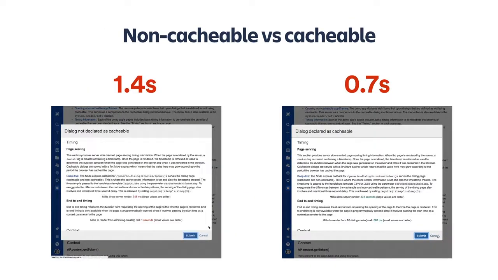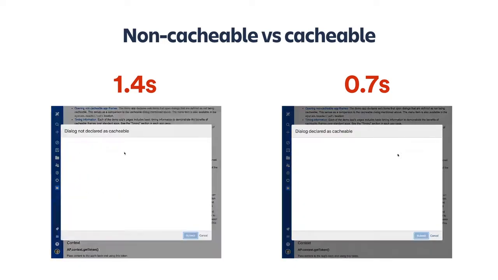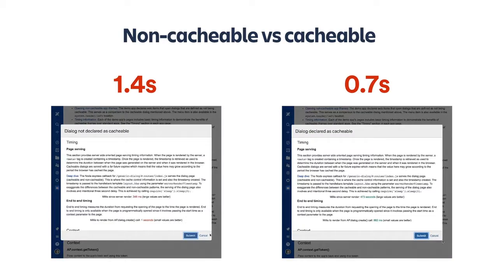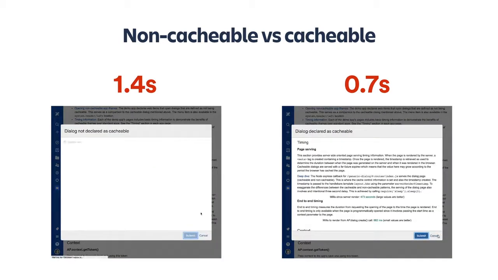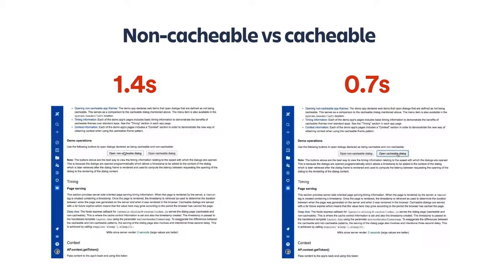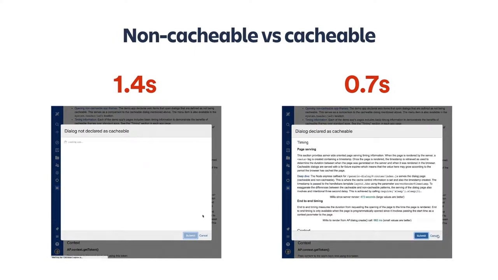And here is a side-by-side comparison showing the effect on a demo app. The times at the top show how long it takes to render the app's dialog. The left is non-cacheable, whilst the right is cacheable. Of course, the impact on any given app will vary since it is dependent on the architecture of the app and how it is hosted.